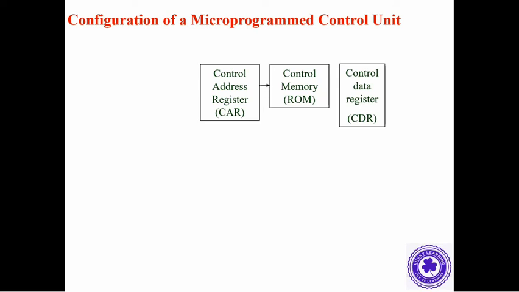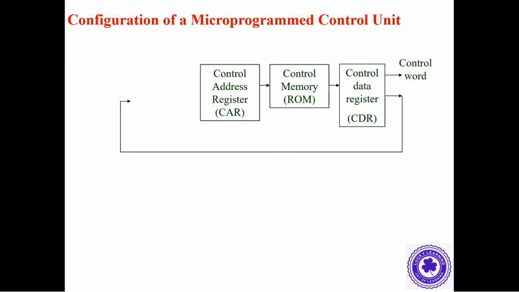So what will the control address register give you? The address in the control memory from where it has to read a control word. We call it a micro instruction. That control word is read from the control memory and stored into a control data register. This control data register will have a micro instruction, which is again a collection of micro operations, so that it is going to issue those micro operations. After issuing those micro operations, it has to know which micro instruction available in the control memory is to be executed.